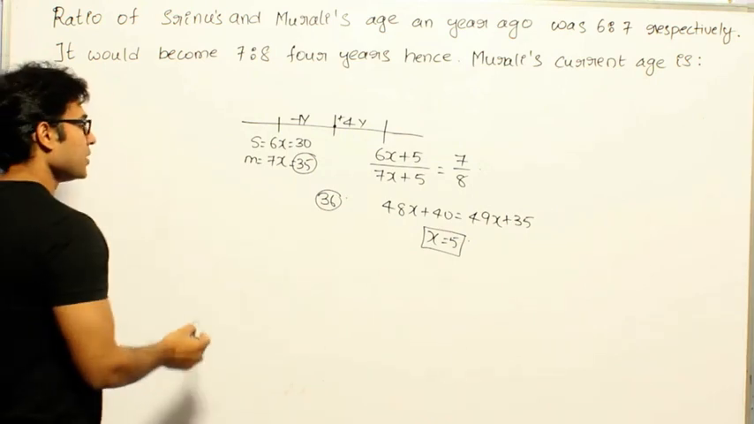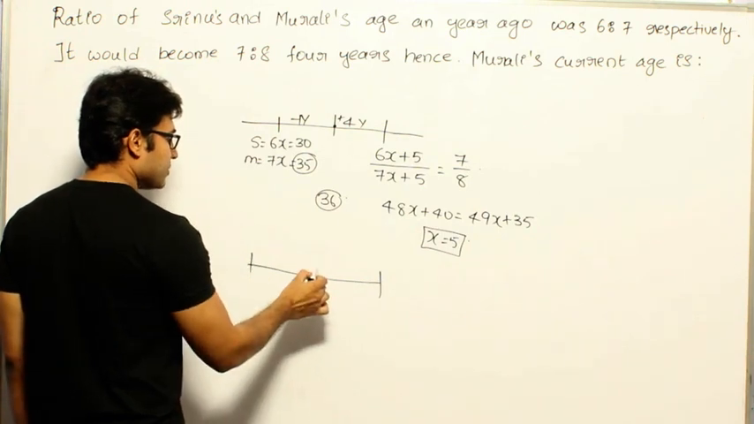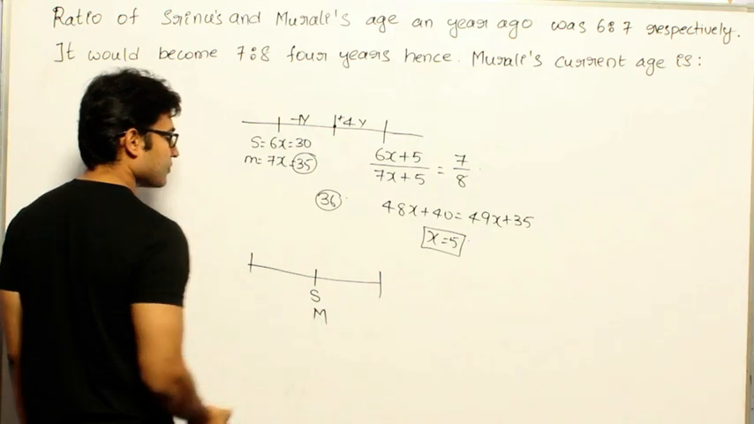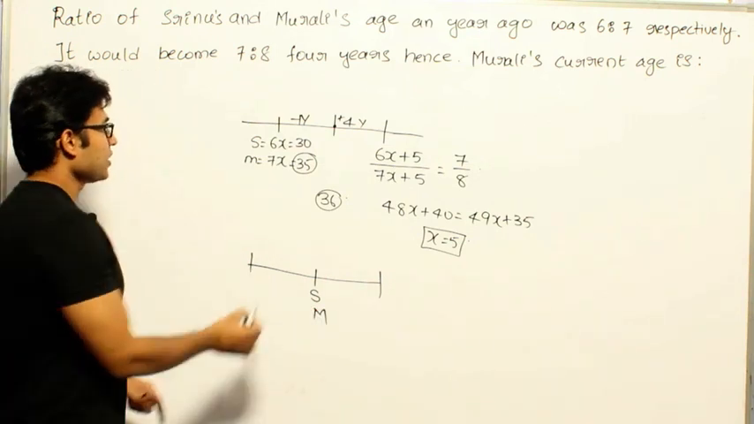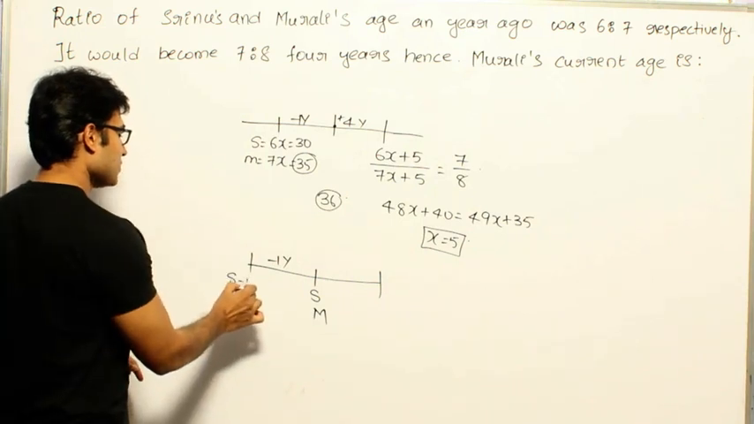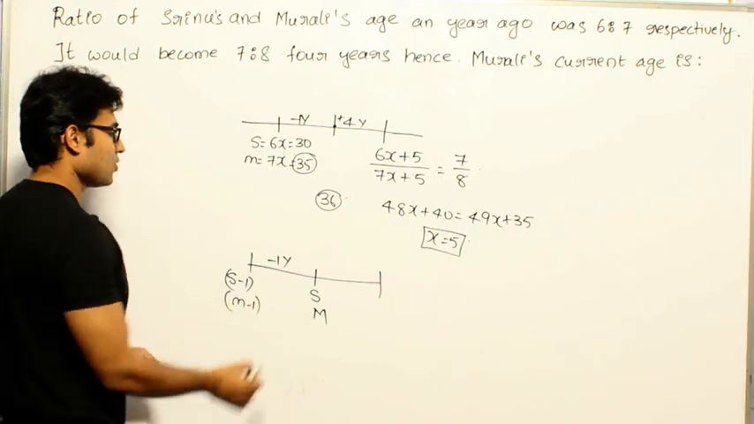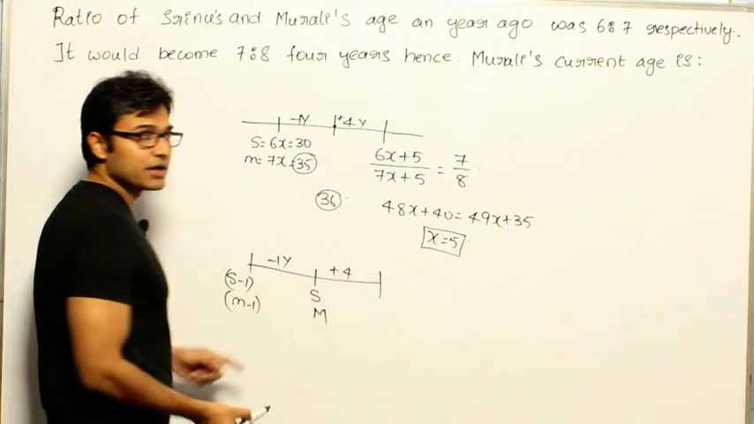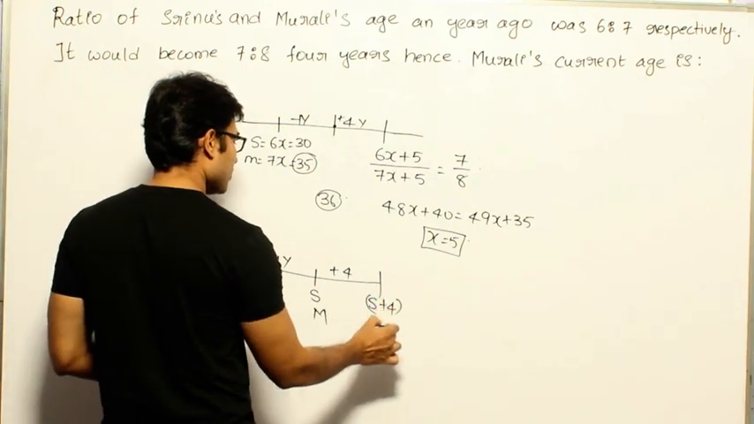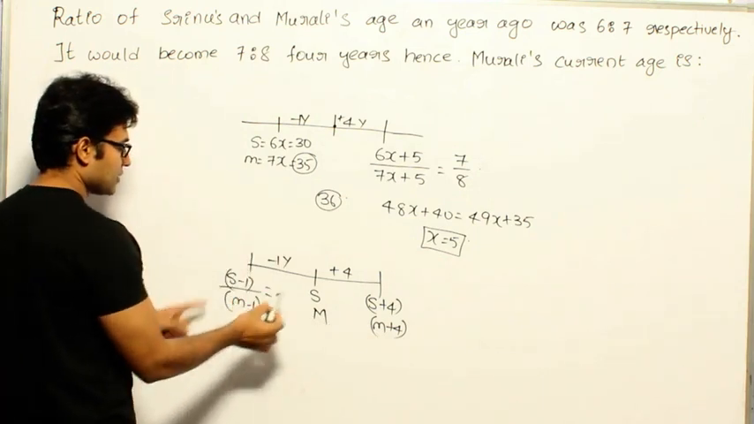The other way of solving it would be, let us say this is the present. At present you can assume that Srinu's age is S and Murli's age is M. And then they are talking about the age 1 year back. So 1 year back you can assume Srinu's age is S minus 1 and Murli's age is M minus 1. And then they are talking about 4 years later, 4 years hence. Now you can assume that Srinu's age here will be S plus 4 and Murli's age will be M plus 4, right?